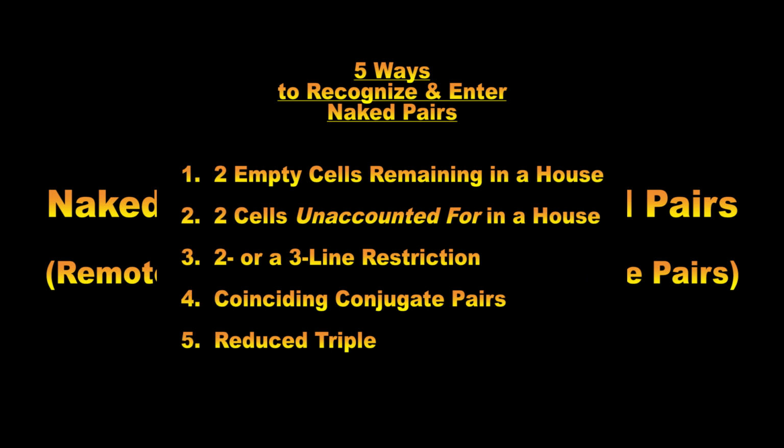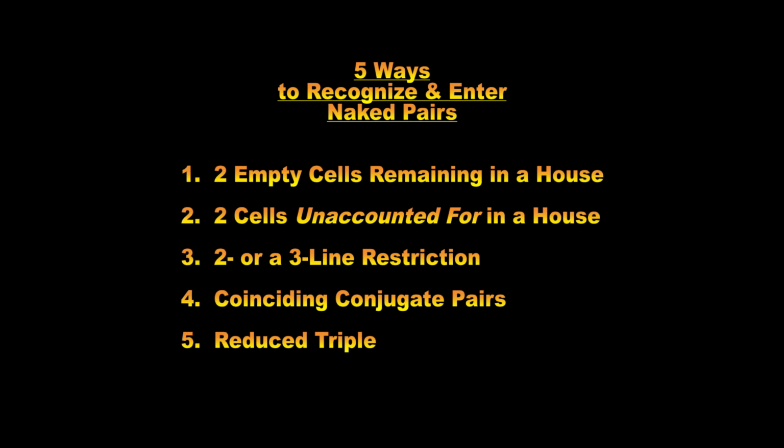There are basically 5 ways for us to recognize and enter naked pairs when we are solving a puzzle with pencil and paper. When there are 2 empty cells remaining in a house, or when there are 2 cells that are unaccounted for in a house, or when you have a 2 or a 3 line restriction, when you have coinciding conjugate pairs, and lastly, as a result of something I call a reduced triple. So let's take a look at these one at a time.